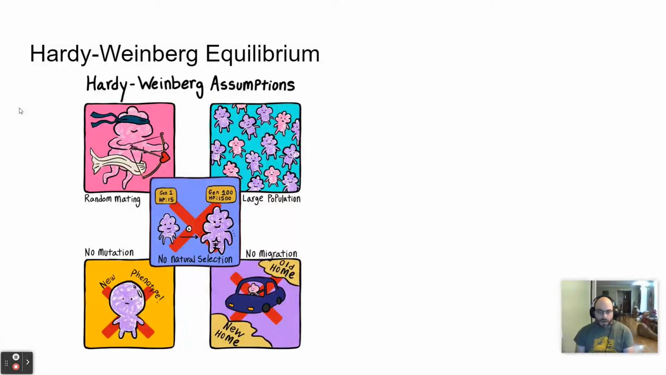So here they are. A population has to be large. If you think about when we talked about genetic drift, it acts on small populations. And so a large population is going to be less susceptible to that, because a change in a handful of individuals is going to represent a small percentage of the population as a whole. There has to be random mating.